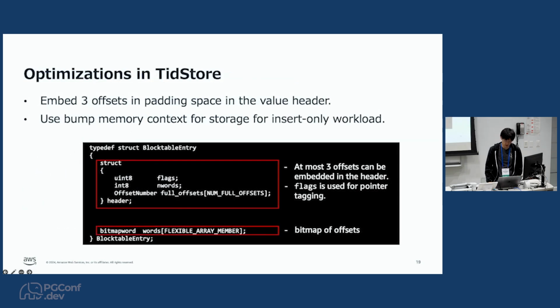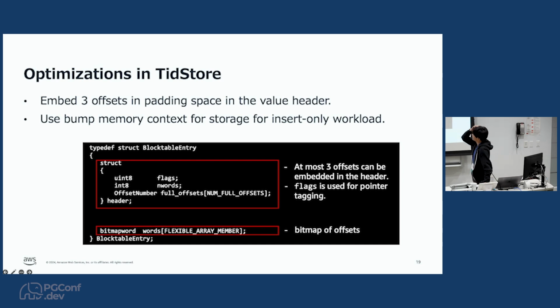The high-level TidStore structure is very simple, but we implemented two optimizations there. As I mentioned, the value of the TidStore radix tree is the bitmap representation of offsets. One disadvantage of using the bitmap representation is that we could waste space if the block has sparse offsets. To deal with that, one optimization implemented in TidStore is that we embed up to 3 offsets in the header space.